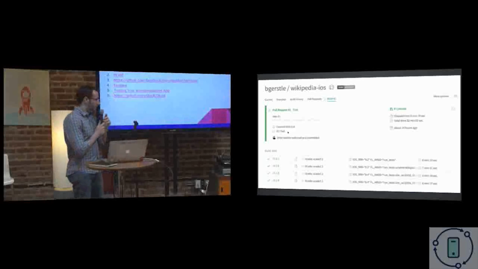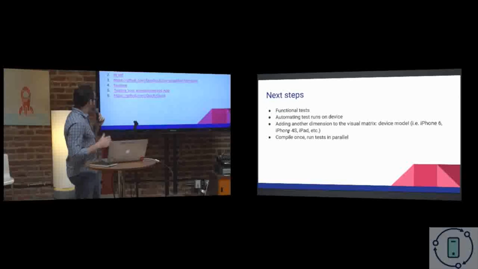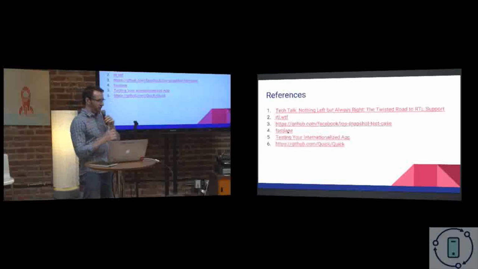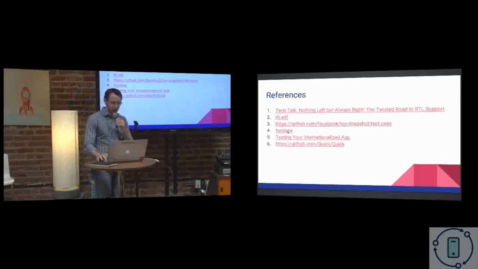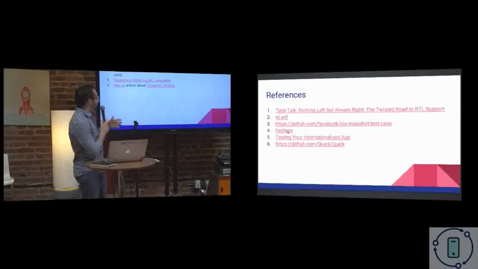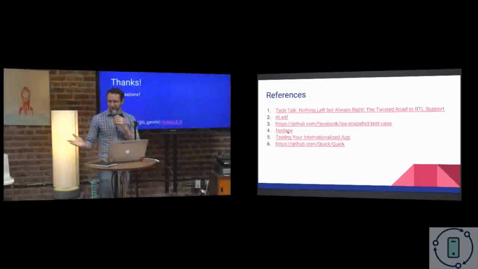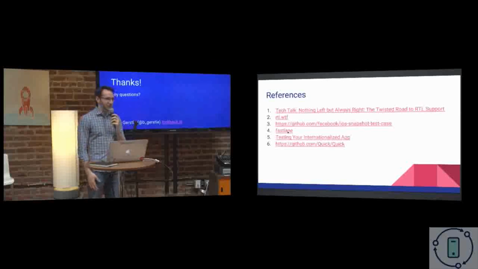And here are the references that I made to the internationalization docs, to Fastlane, to the frameworks that I used, and the RTL talks I mentioned. Some other reading that I recommend for supporting right-to-left languages, more information about snapshot testing, and just more information about RTL and iOS 9. And that's all I've got for today. Thanks. I'd be happy to answer any questions.